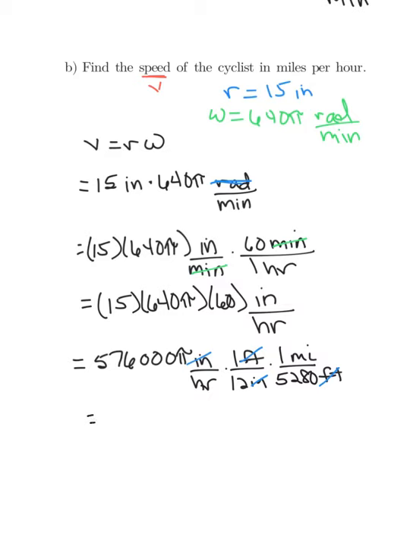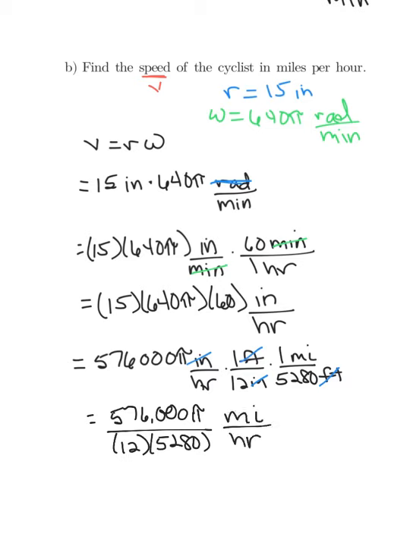Now we have 576,000 pi times a 1, which doesn't have any effect, divided by 12 times 5,280, and our label is miles per hour. If you do that calculation, you get 28.6, which we need to round to the nearest whole, will be 29 miles per hour.